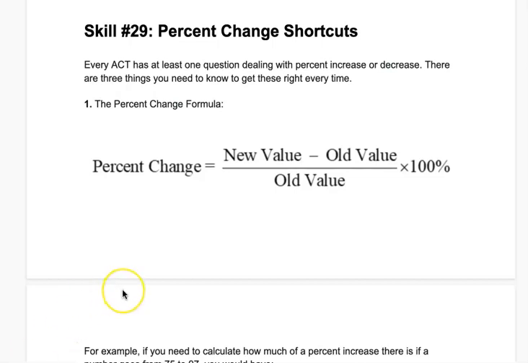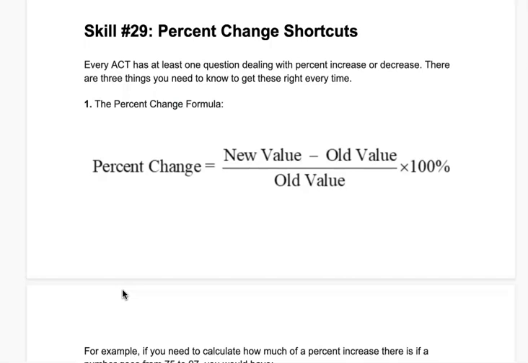Okay, so skill 29 is the percent change shortcuts. This is basically a skill that talks about the challenging things dealing with percents in general on the ACT. You might get a very easy percent problem, like they give you something and they ask for what percent of it is. But in general, you're not going to get that.